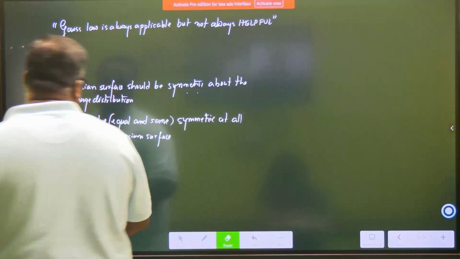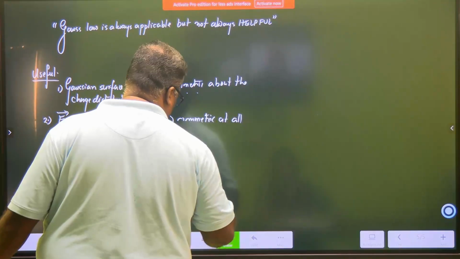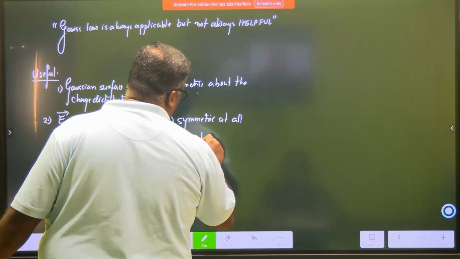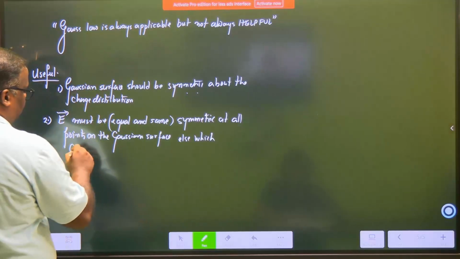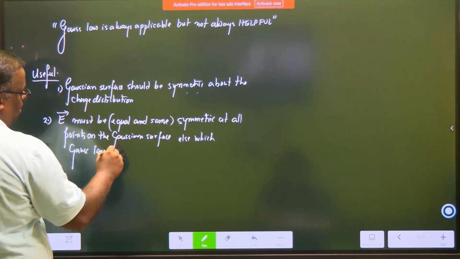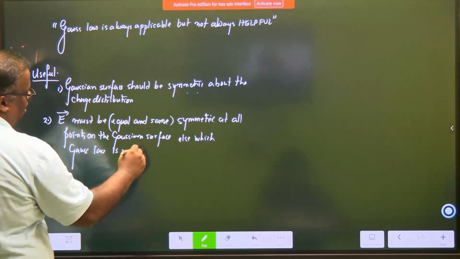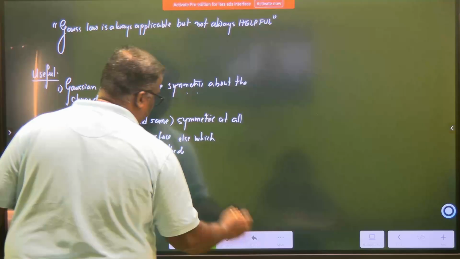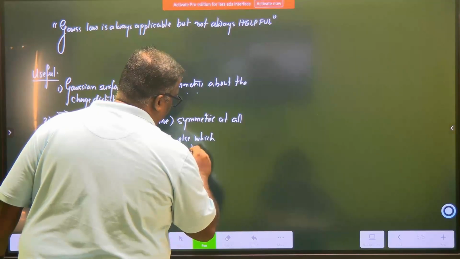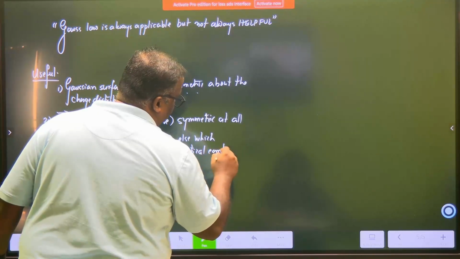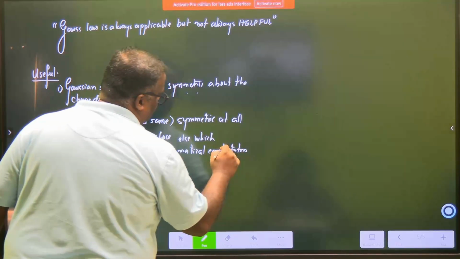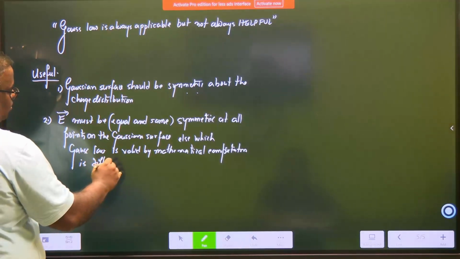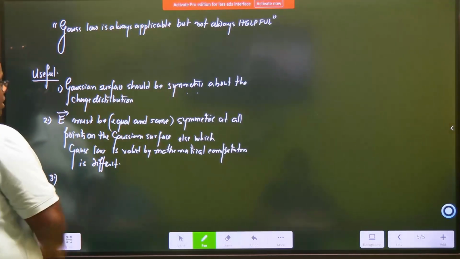And they'll give you a problem like this only. Else, Gauss law is valid, but mathematical computation is difficult. It's not that easy. Point number 3.